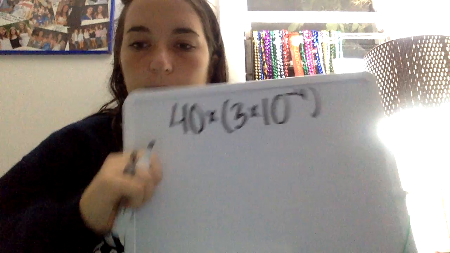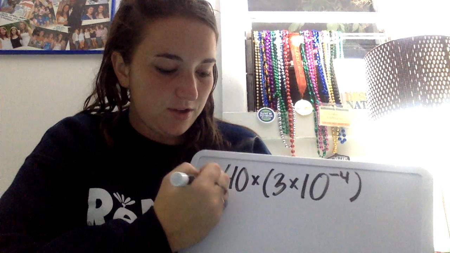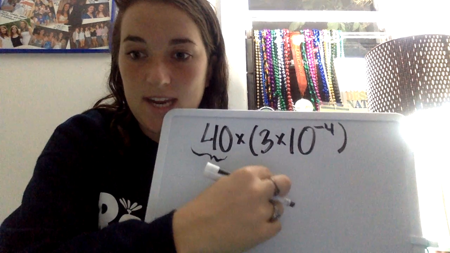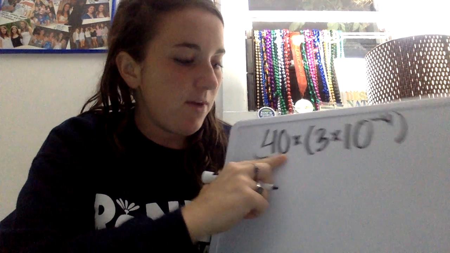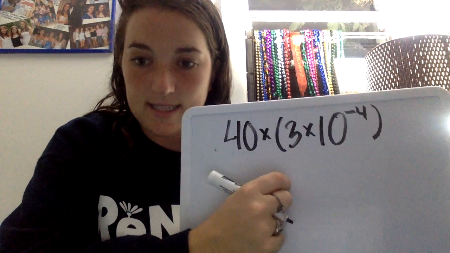All right, our third problem, we have 40 times 3 times 10 to the negative 4th. So this first number isn't in scientific notation, and the second number is. So how can we multiply when we have one number that is in scientific notation and one number that isn't?